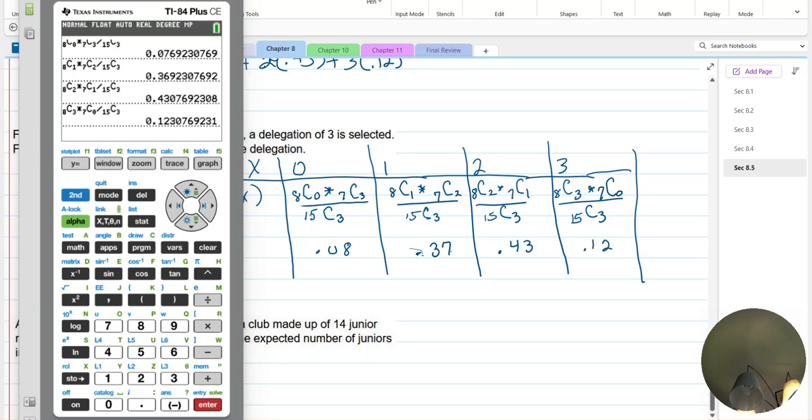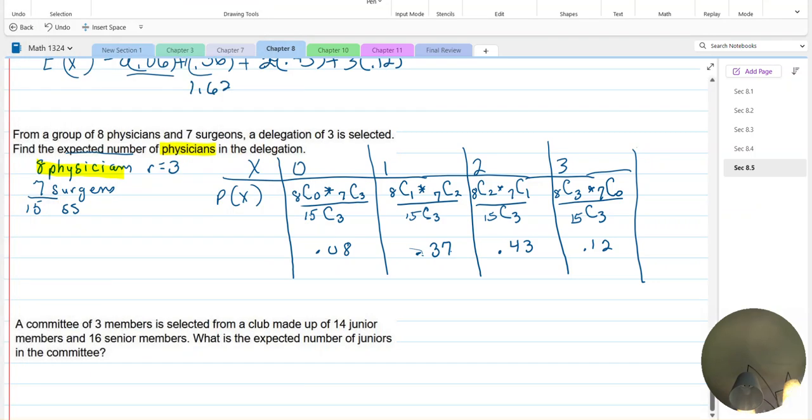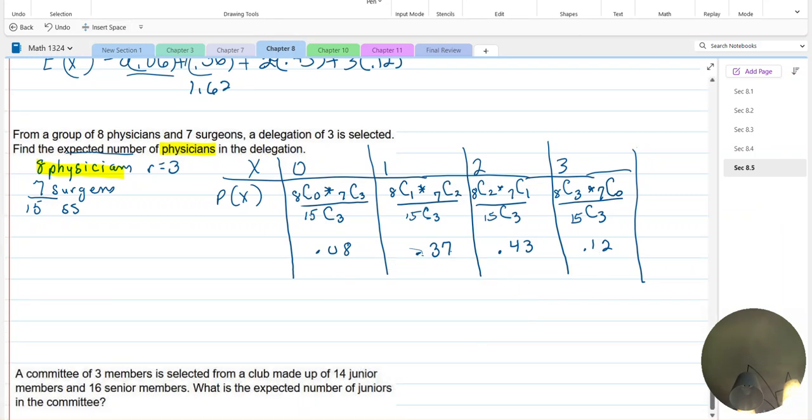So I'm going to add these just to see how close I am. 0.8 plus 0.37 plus 0.43 plus 0.12, and I get 1. Oh, that's good. All right, so I got it. Much better. God, that looks strange.